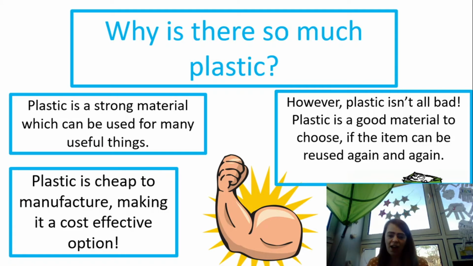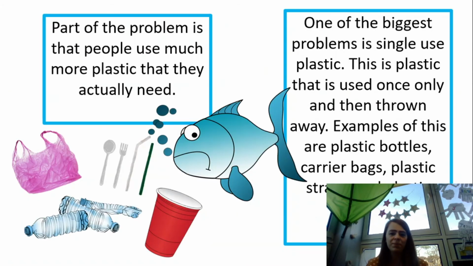It's cheap to manufacture. It's cost effective, which means that you don't have to pay really high prices for items. You can get things a bit cheaper. And you can also reuse plastic again and again quite often. So think about your lunchbox. Think about if you've got a reusable plastic bottle. You can use these things again and again. So it's not all bad.